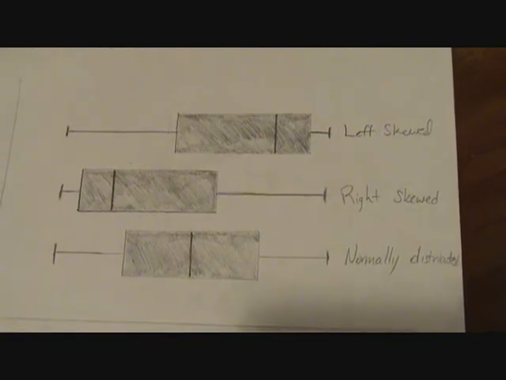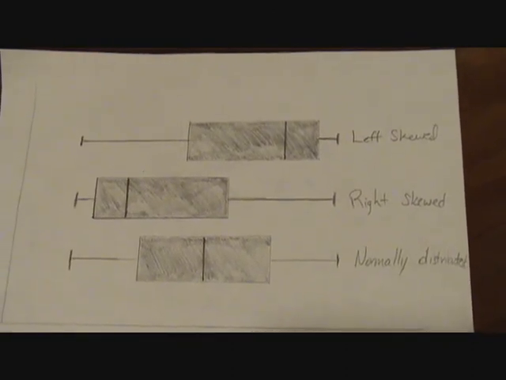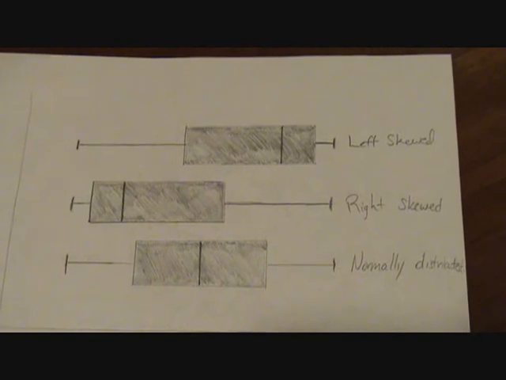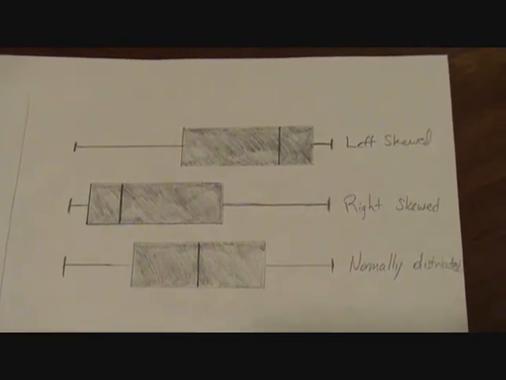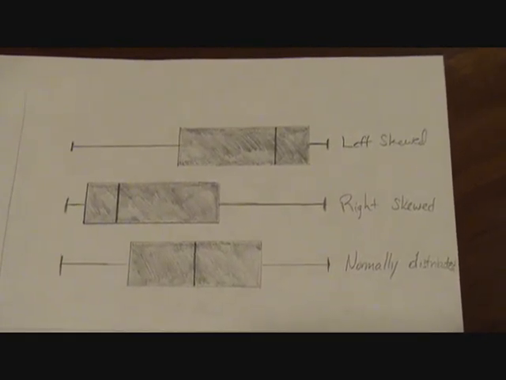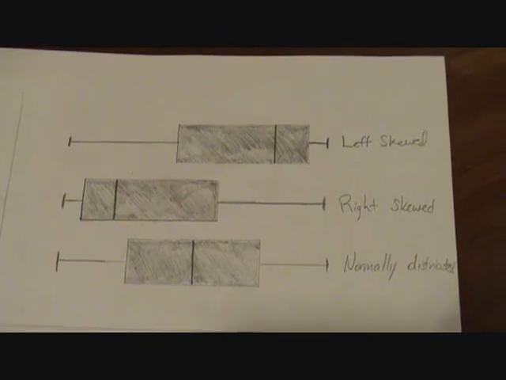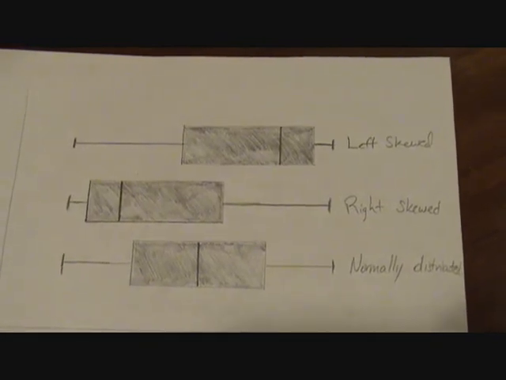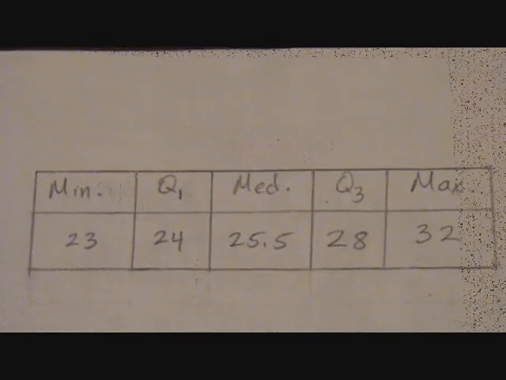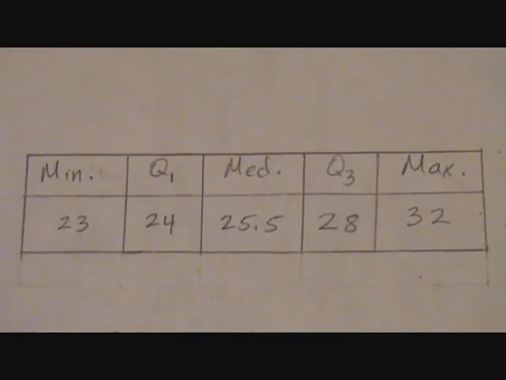In a left skewed distribution, most of the data is towards the right side of the plot. And in a right skewed distribution, most of the data is towards the left side of the plot. In a normal distribution, there's an equal amount of data both to the left and to the right side of the median. Let's take an example from the AP test.